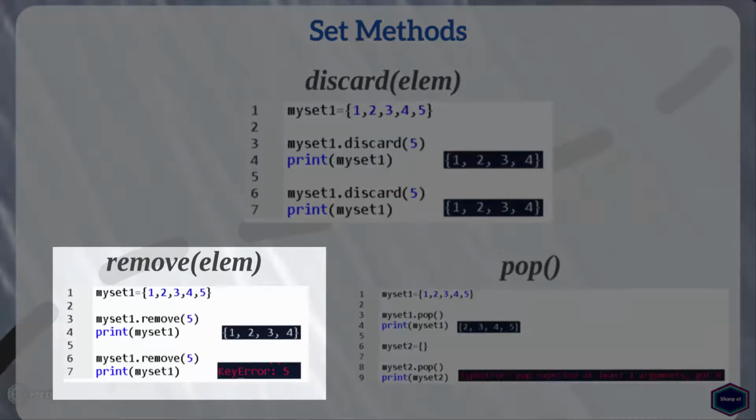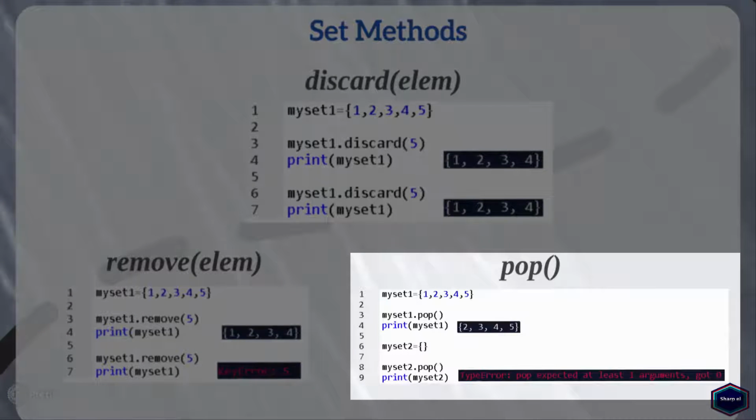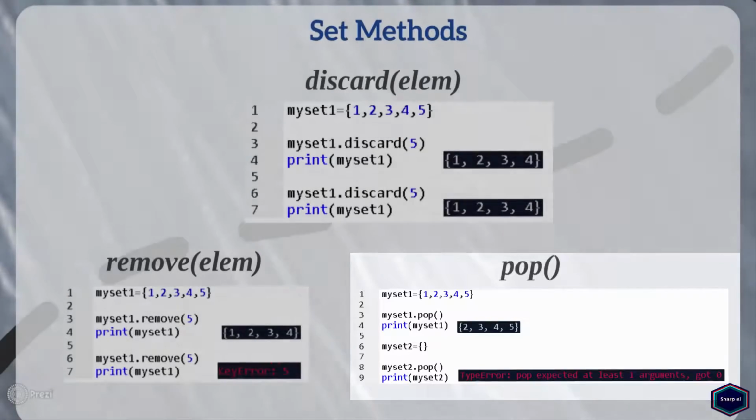Whereas the remove method is just like the discard method, but it raises a KeyError exception if the element is not found in the set. The pop method is just like the remove method, but it removes and returns an arbitrary element from the set. If the set is empty, the pop method raises a KeyError exception.